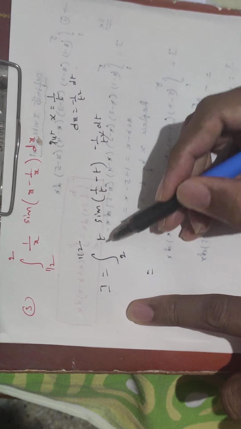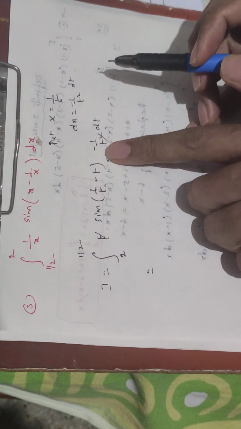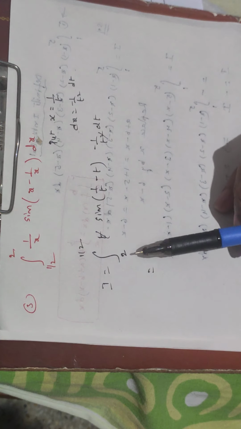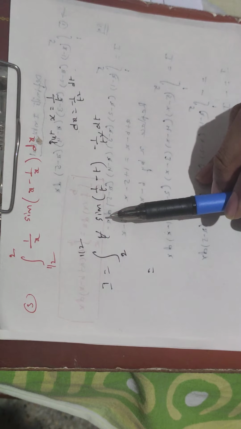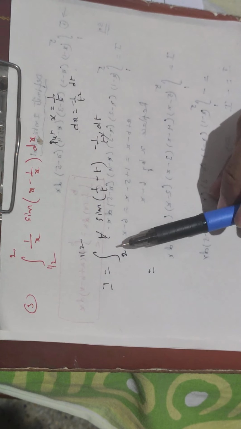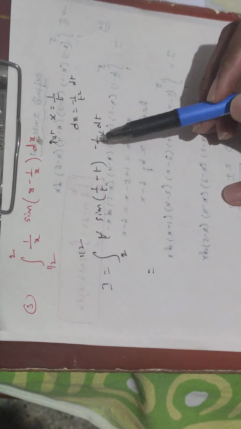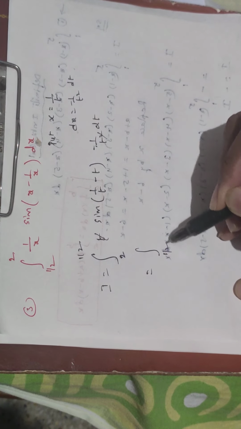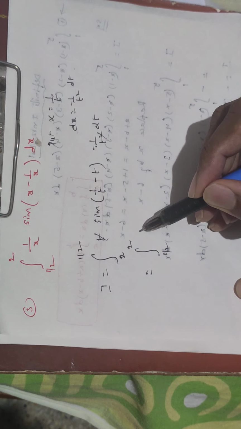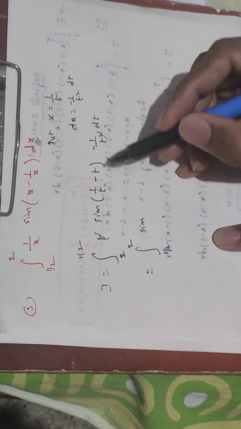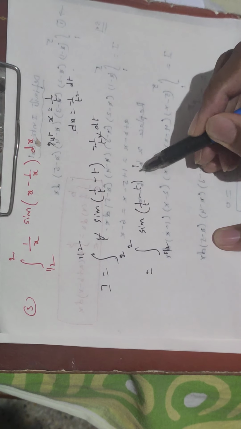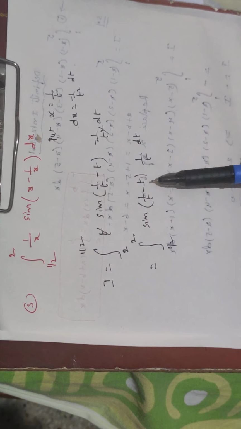The t gets cancelled. So here a minus sign is there. Whenever we interchange the limits, we get a minus sign. That is one property: integral a to b f of x dx is the same as minus integral b to a f of x dx. So for removing this negative sign, we can interchange the limits. So 1 by 2 to 2 and sine of (1 by t minus t) into 1 by t dt. So after substitution, we get this integrand.